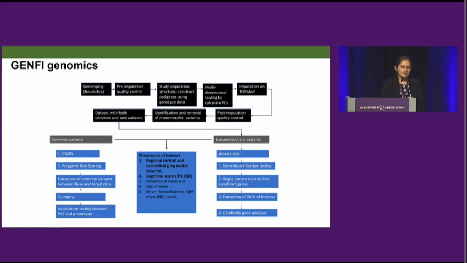I show this diagram here to demonstrate that the current study is part of a mega genomics project embedded within GenFi, which involves both common and rare variants. However, today I would just focus on the rare variants in relation to regional cortical and subcortical gray matter volumes. I also presented a poster on Tuesday relating to the cognitive outcomes, if any of you had a chance to look at it.